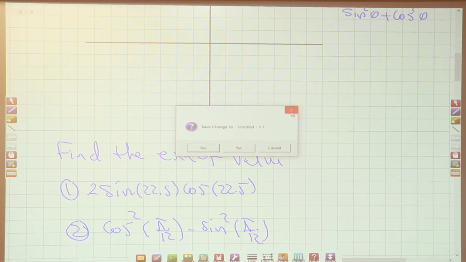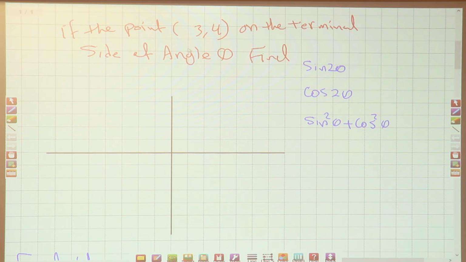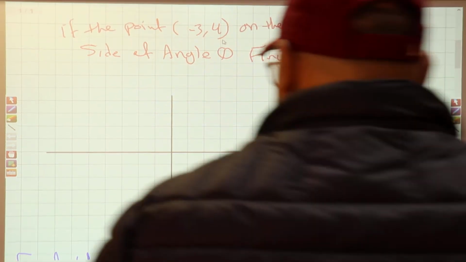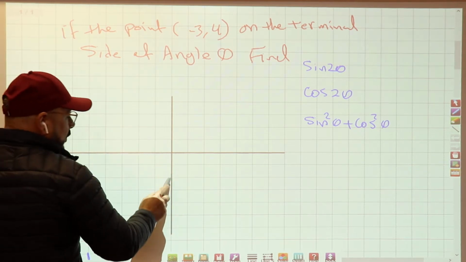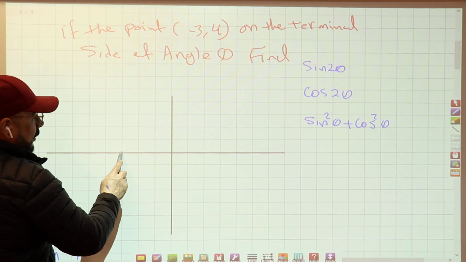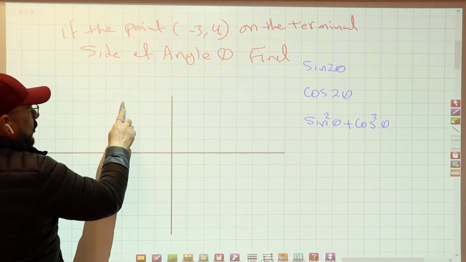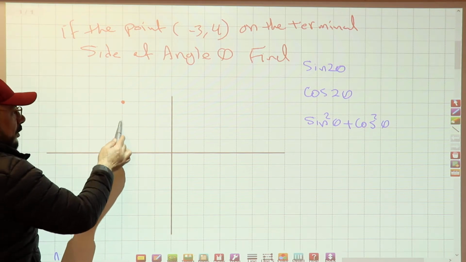Okay, I have two problems ready for you guys. The first one: if the point negative 3 and 4 is on the terminal side of an angle theta, the first thing I need you to do is draw the point negative 3 and 4. We are here. Negative 1, negative 2, negative 3, then 1, 2, 3, 4.